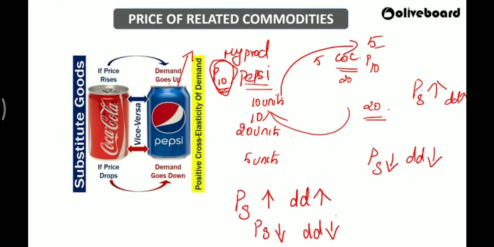So there is a direct relationship. All right, there is a direct relationship between what and what? Price of the substitute and demand for your commodity. See here, if the price rises, demand goes up. If the price drops, demand goes down. This is called substitution effect and positive cross elasticity of demand.